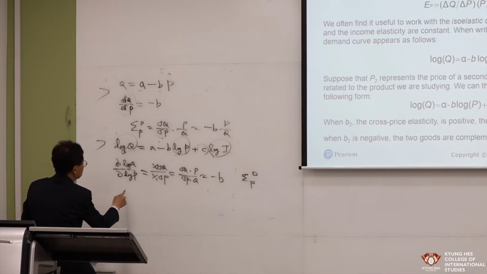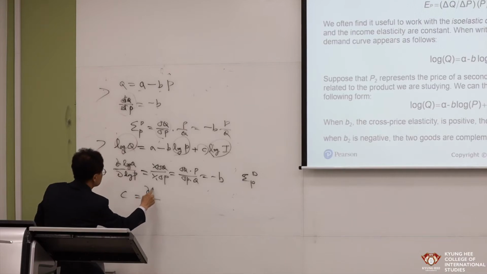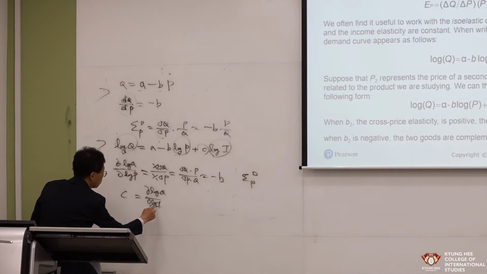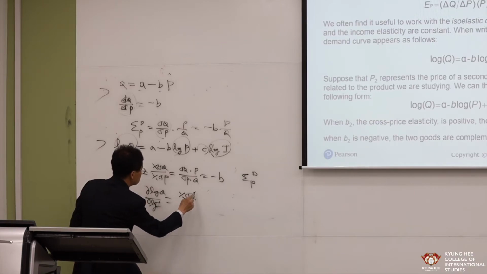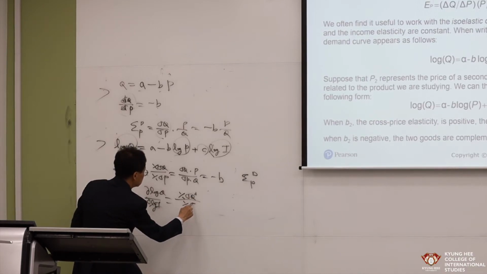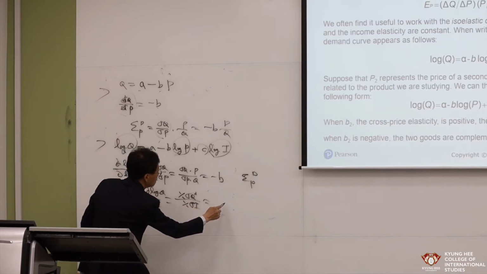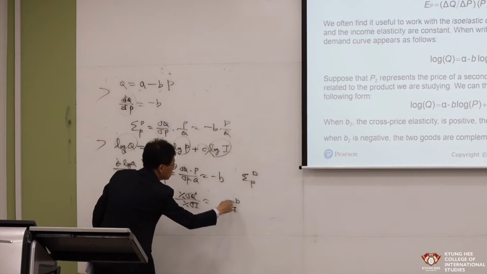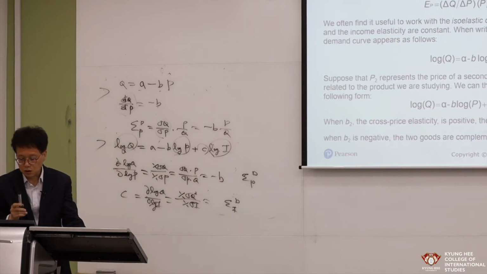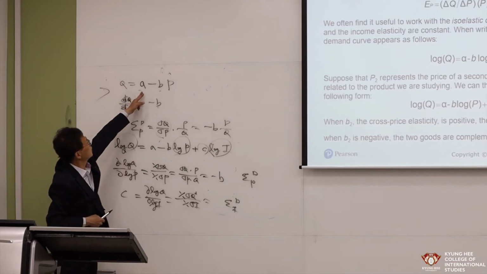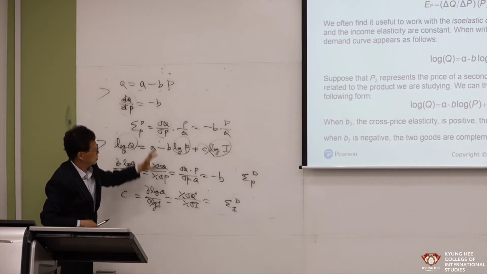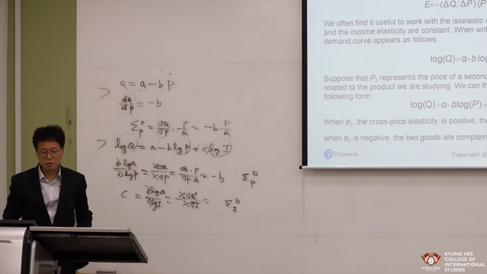Then what is C? The partial derivative of log Q with respect to log income, right? That is equal to the percentage change in Q over the percentage change in income. That is the income elasticity of demand, isn't it? Because of this, economists usually use logarithms instead of this kind of specification. Can you understand? So that is a little mathematics, right?